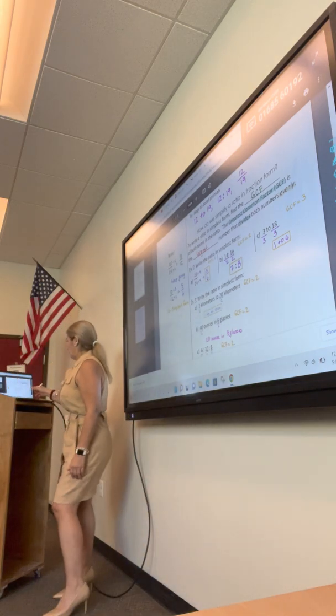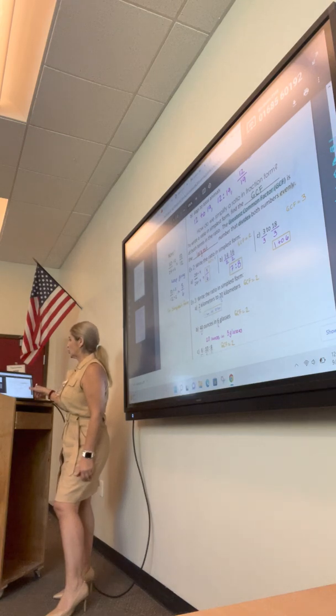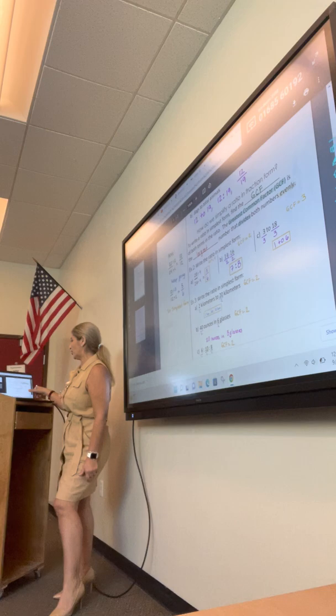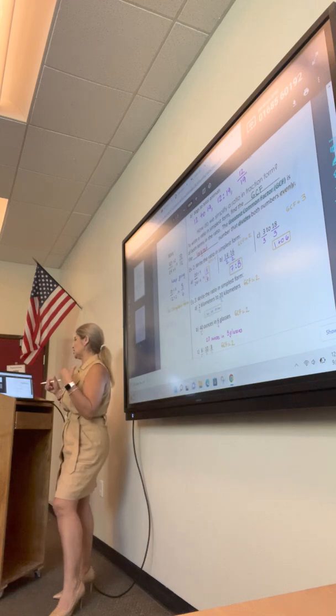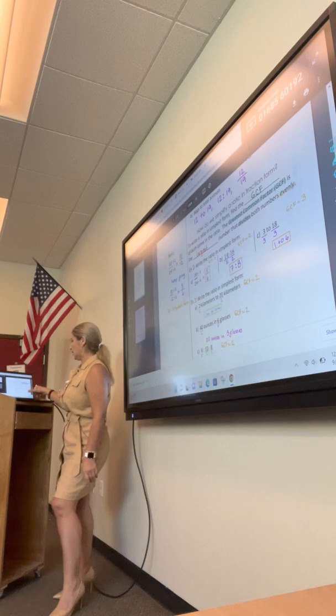Okay, so to write a ratio in simplest form, find the GCF of both terms in the ratio. The greatest common factor is the largest number that divides both numbers evenly. Okay, so it's telling us that the GCF is the largest number that divides both numbers.